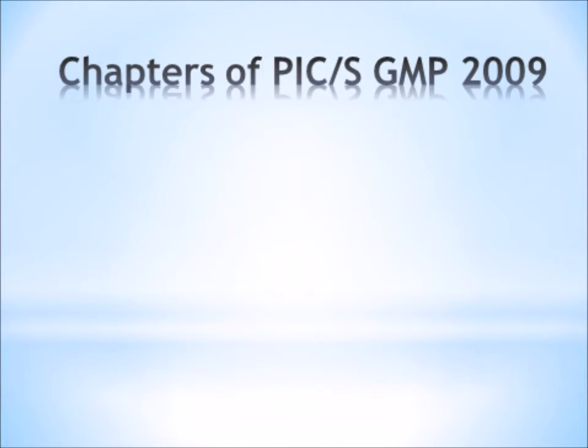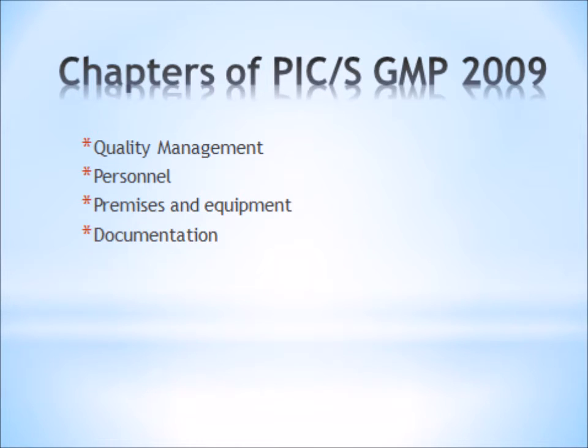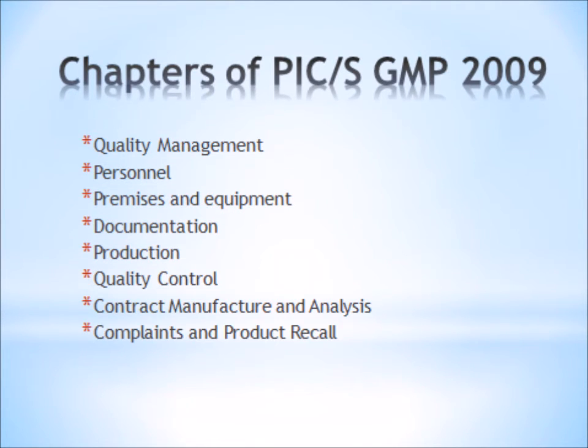Chapters of PICS GMP 2009. Chapter 1, Quality Management. Chapter 2, Personnel. Chapter 3, Premises and Equipment. Chapter 4, Documentation. Chapter 5, Production. Chapter 6, Quality Control. Chapter 7, Contract Manufacture and Analysis. Chapter 8, Compliance and Product Recall.